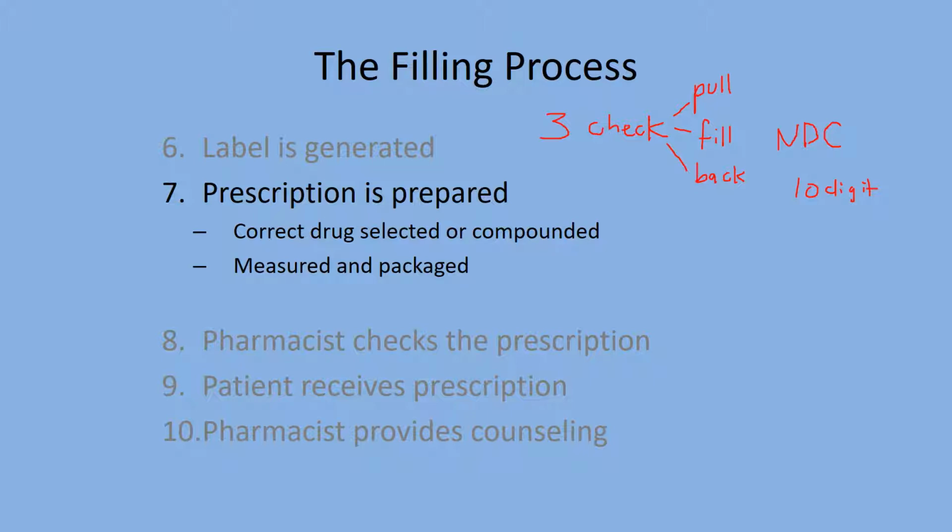Measure and package. So make sure you don't put 10 pills in a large vial or stuff 100 pills in a tiny vial. And lastly, affix the label and any auxiliary or warning labels. Those will provide additional information and safety for drug administration.